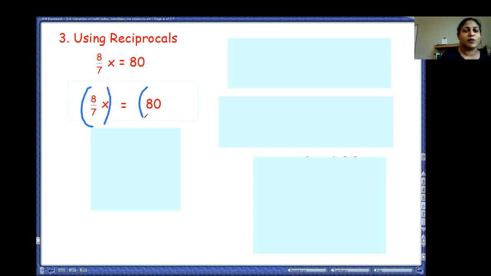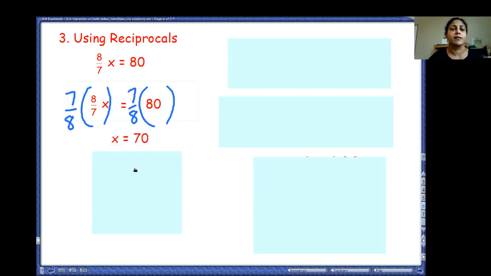You're going to put parentheses and multiply both sides by the reciprocal. In this case, it's 7/8 and 7/8. I want you to put the reciprocal on the left side of the term. And so the left, when we do the multiplication, it becomes x is equal to 70. And we write that answer in a solution set.